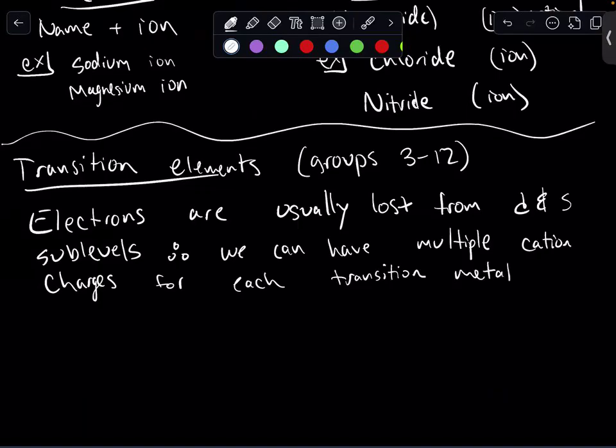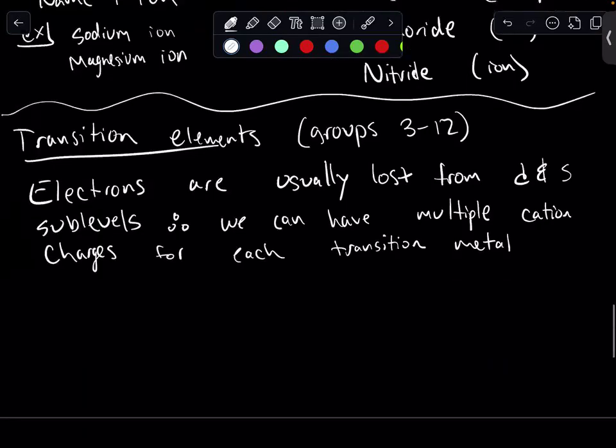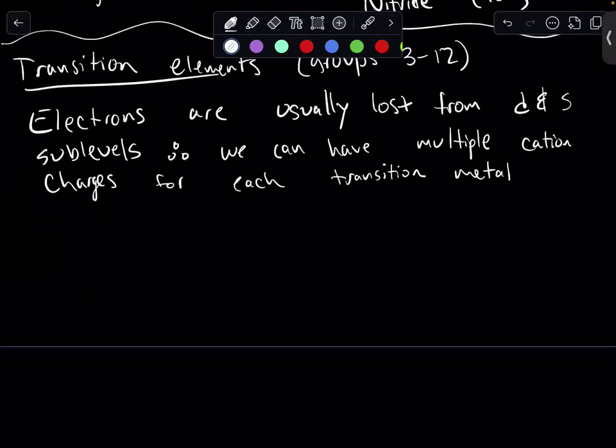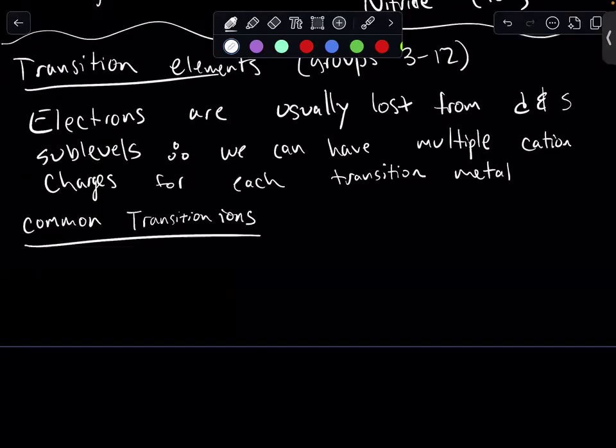And they usually do have multiple charges. So you don't have to memorize all of them. And in fact, I believe it's in the data booklet as well. But there are a couple good ones that you should generally know right off the top of your head. So we'll go over the few common ions as well as how to write them out. Common transition ions. And this will be the last bit.